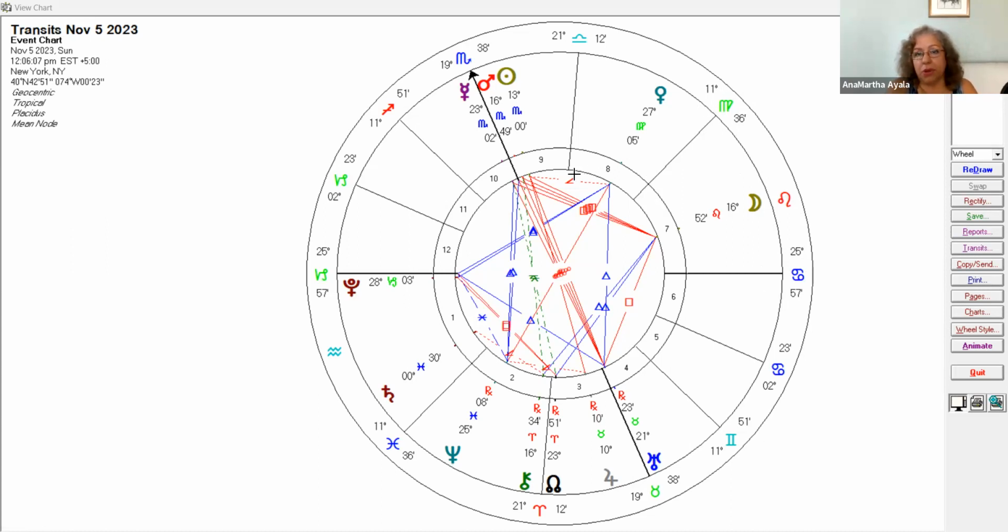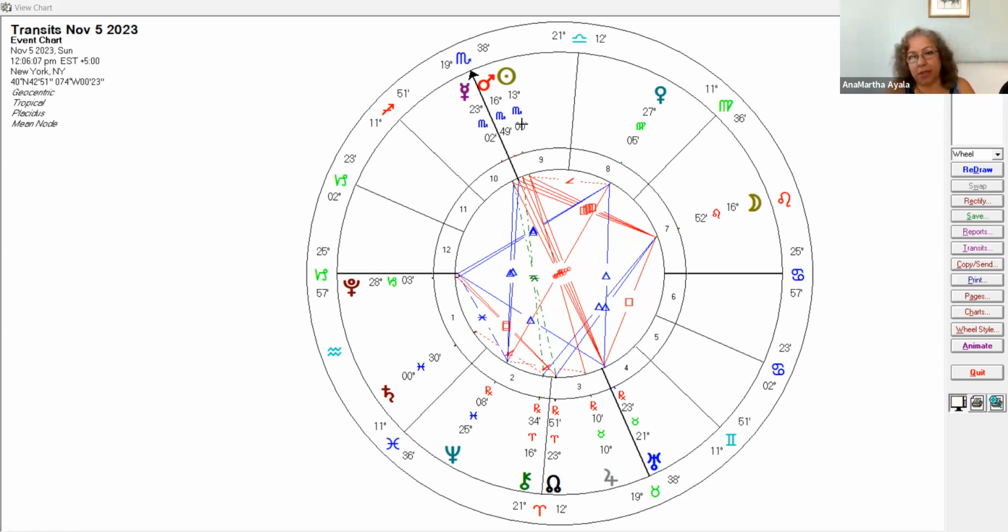Virgo. The ruler of the ninth house, this little line right here at 21 degrees, is Venus. Why? Because Venus is the ruler of Libra. The ruler of the 10th house, this line right here, is Mars. Why? Because Mars is the ruler of Scorpio.